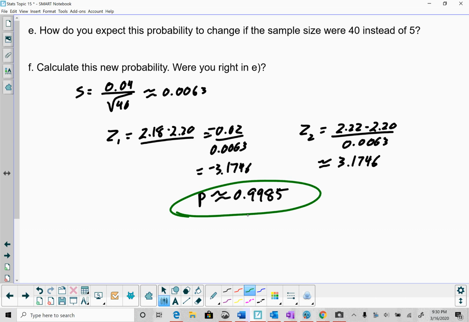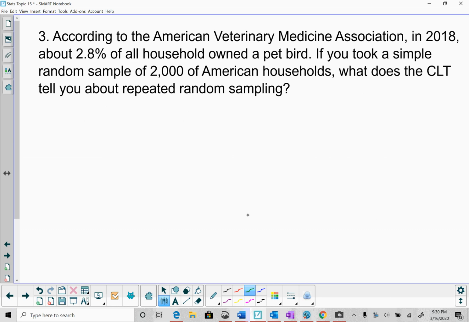Okay, so that's how you would have to proceed if it were a quantitative variable. Can you guess what's coming? The American Veterinary Medicine Association, yes, that's a thing, 2008 said about 2.8% of all households owned a pet bird. So we've gotten away from cats and dogs. So if you took a simple random sample of 2,000 American households, what does the central limit theorem tell you about repeated random sampling?